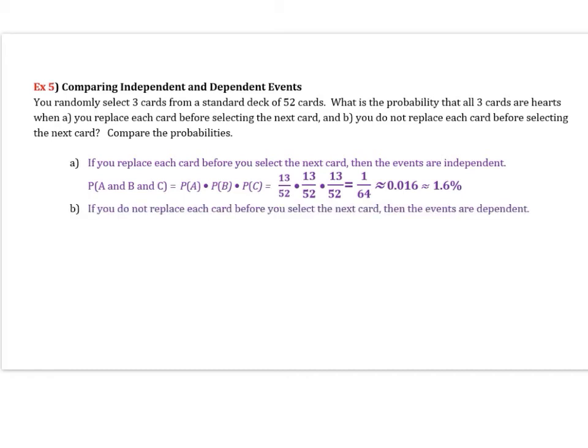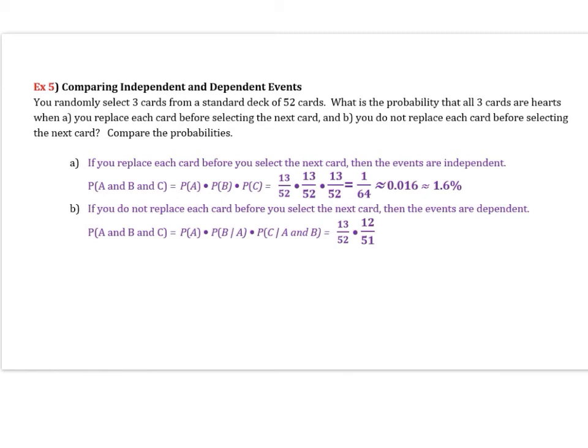All right, for the second event, it's going to be dependent because I'm not putting the cards back after I draw. So the probability of event A times the probability of B given A times the probability of C given A and B. So the first draw would be 13 out of 52. There's a full deck, and there are 13 possible hearts to choose. I don't put the card back, so I subtract 1 off the 13 and 1 off the 52, making it 12 out of 51.